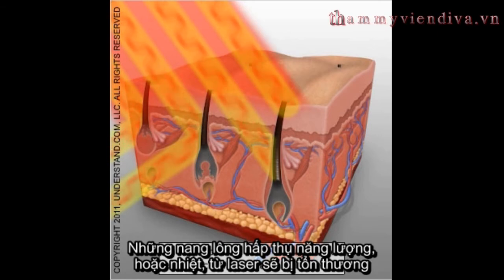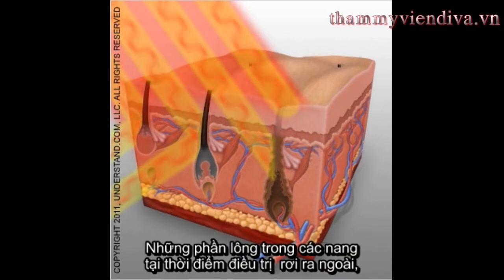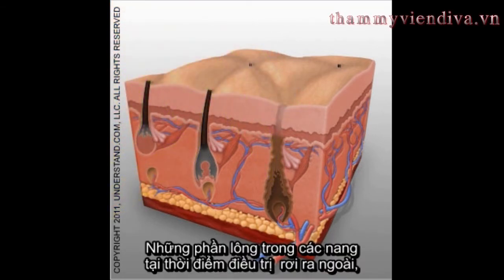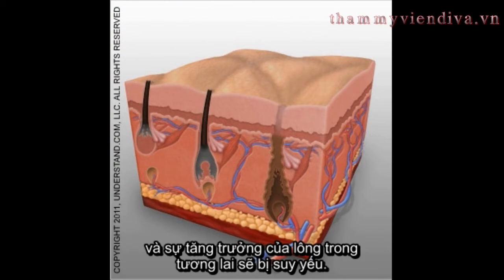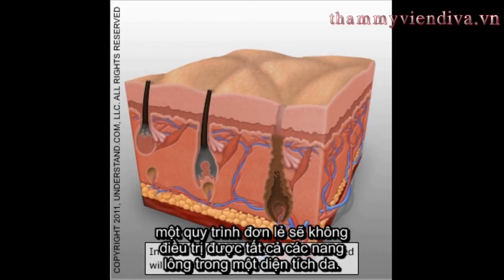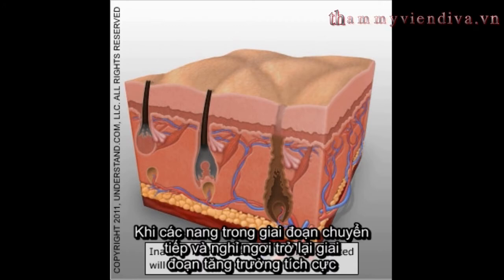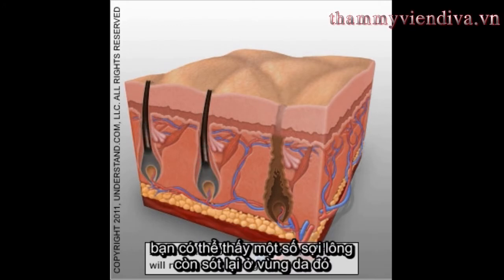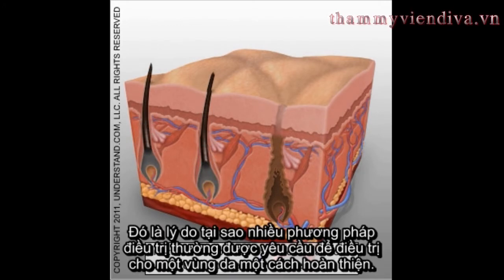Those hair follicles that absorb energy or heat from the laser will be damaged. Hairs that were present in the follicles at the time of treatment will fall out, and future hair growth will be impaired. As not all hairs are actively growing at the same time, a single procedure will not treat all of the hair follicles in the area. As the follicles in the transitional and resting periods return to the active growth phase, you may notice some hair growth in the region. This is why multiple treatments are usually required to treat a single area completely.